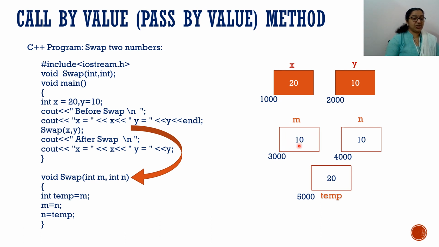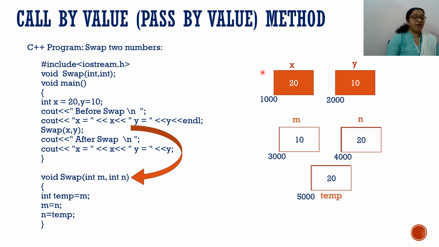So M is changed. Now N is equal to temp. Now M and N are 10. Next we want to get the 20 in N. So N is equal to temp means we will get 20 in N. Now swapping is over. First M was 20 and N was 10, and we swapped them, so it is 10 and 20 now.